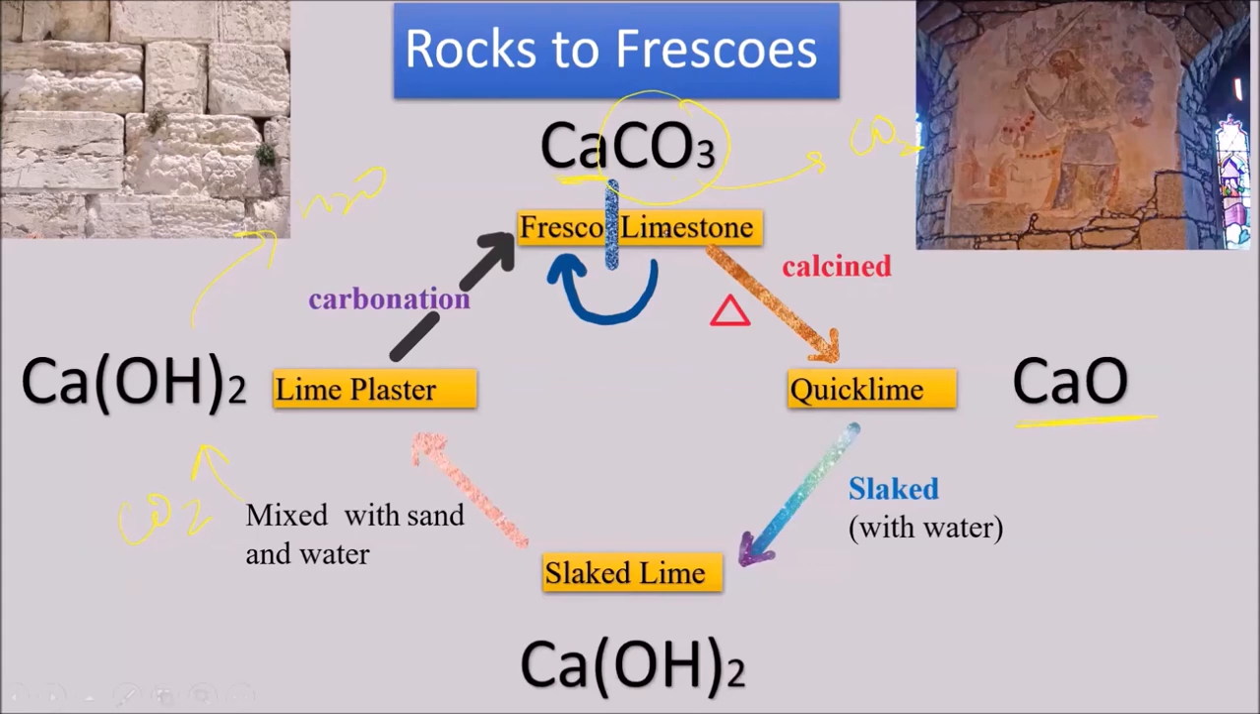So limestone is calcined to get quicklime, which is slaked with water. It is kept in water for a very long time, many months, and it gets converted into calcium hydroxide. This calcium hydroxide, kept in water for at least 6 to 7 months, is mixed with sand and water, and a plaster is prepared, and frescoes are made on the wet plaster. As the plaster dries, there's a chemical reaction, the calcium hydroxide is converted into calcium carbonate, and the pigments are trapped in that structure.